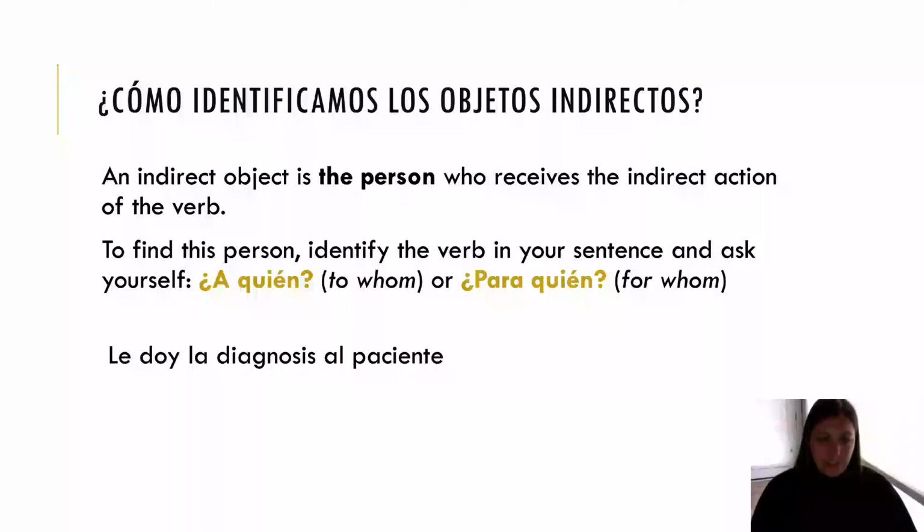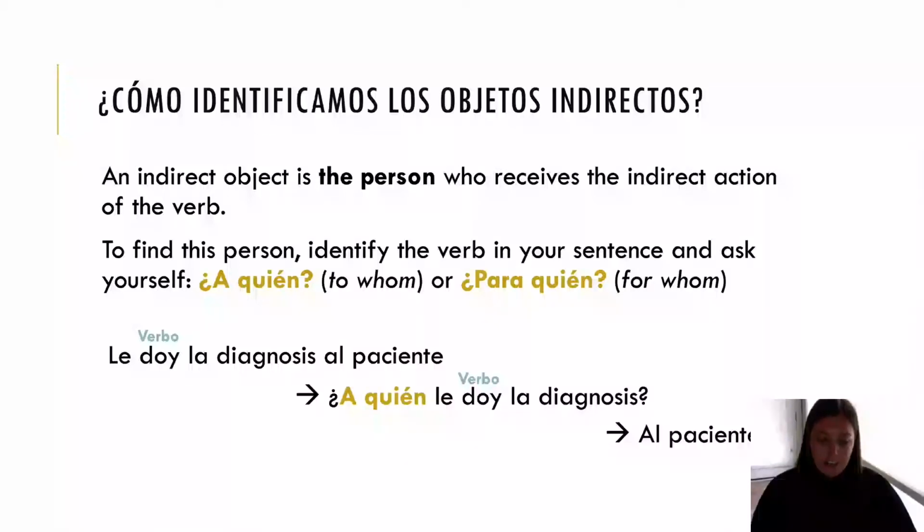I'm going to identify my verb, which is doy. I'm going to ask myself, ¿a quién le doy la diagnosis? And the answer is al paciente. Therefore, I know that my indirect object is al paciente.